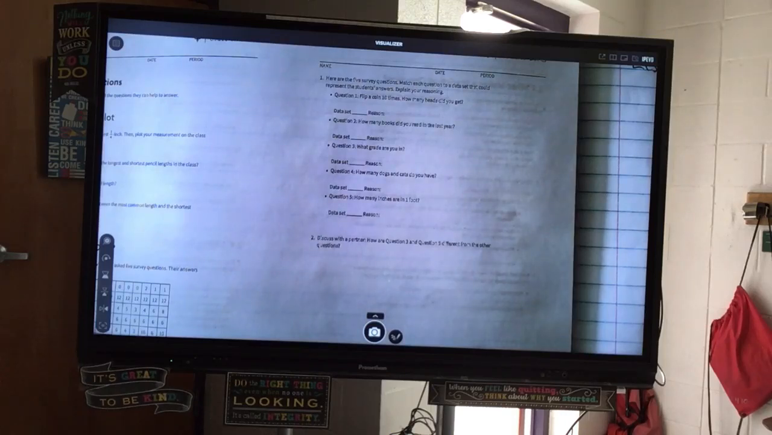Alright, question number 2. This is how many books did you read in the last year? Stand up if you picked A. Stand up if you picked B. Stand up if you picked D. Stand up if you picked E. Alright, have a seat. So why do you guys feel like E was the best possible set of data?